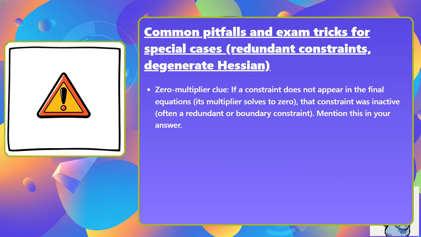Zero multiplier clue. If a constraint does not appear in the final equations, its multiplier solves to 0. That constraint was inactive, often a redundant or boundary constraint. Mention this in your answer.